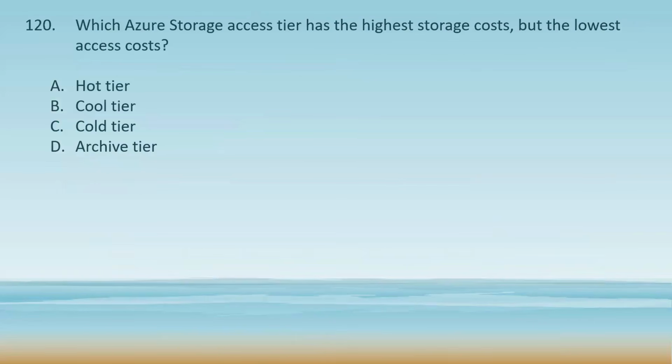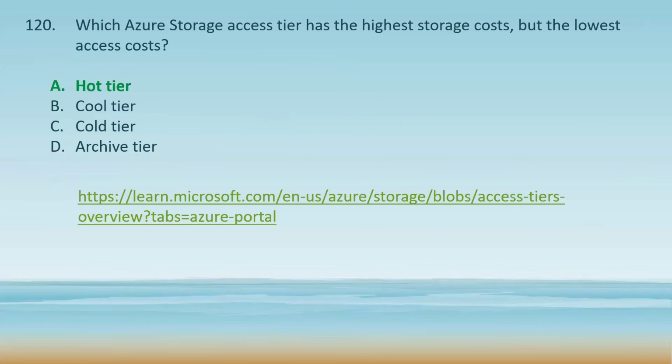Question number 120 of the series. Which Azure storage access tier has the highest storage costs but the lowest access costs? Your options are hot tier, cool tier, cold tier, archive tier. And the correct answer is hot tier.